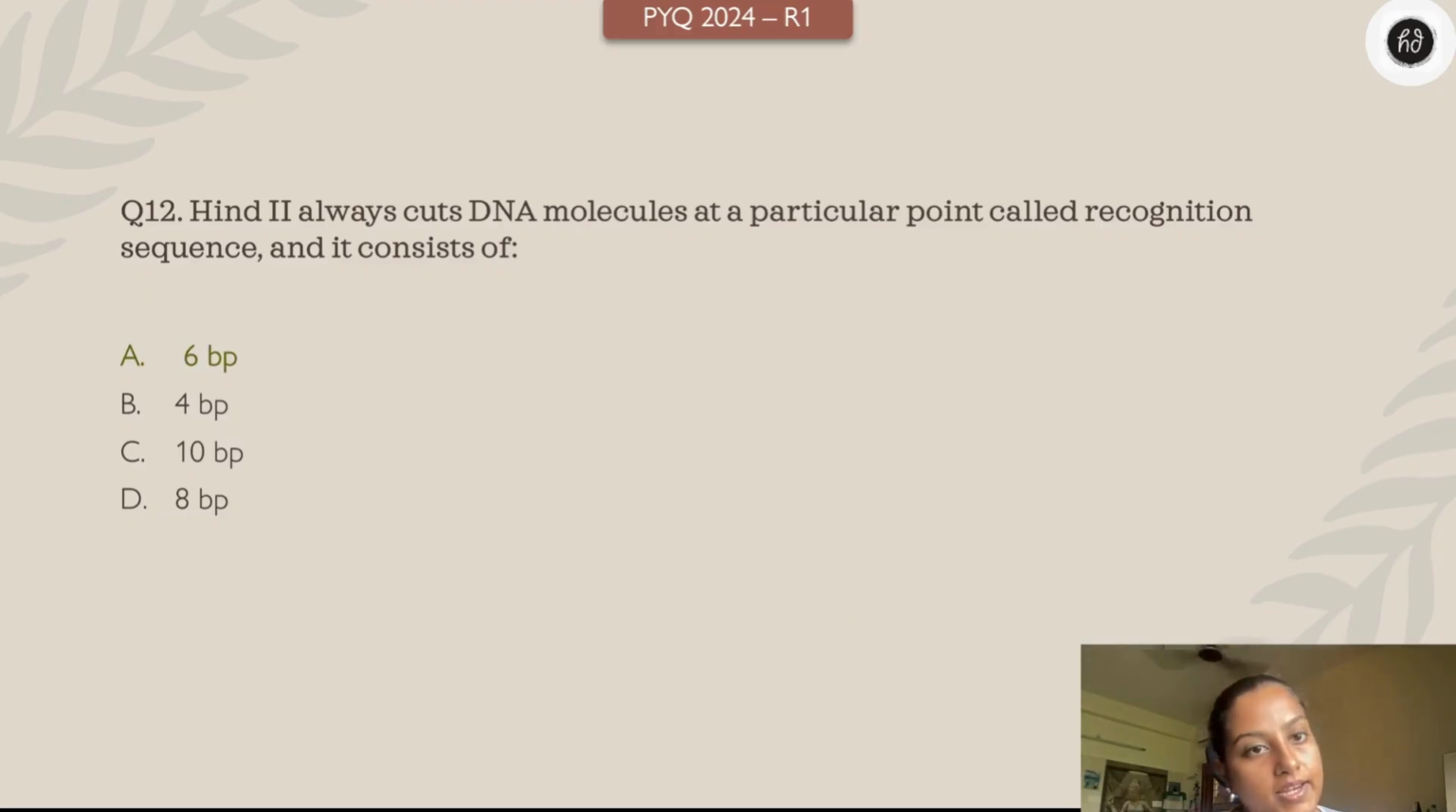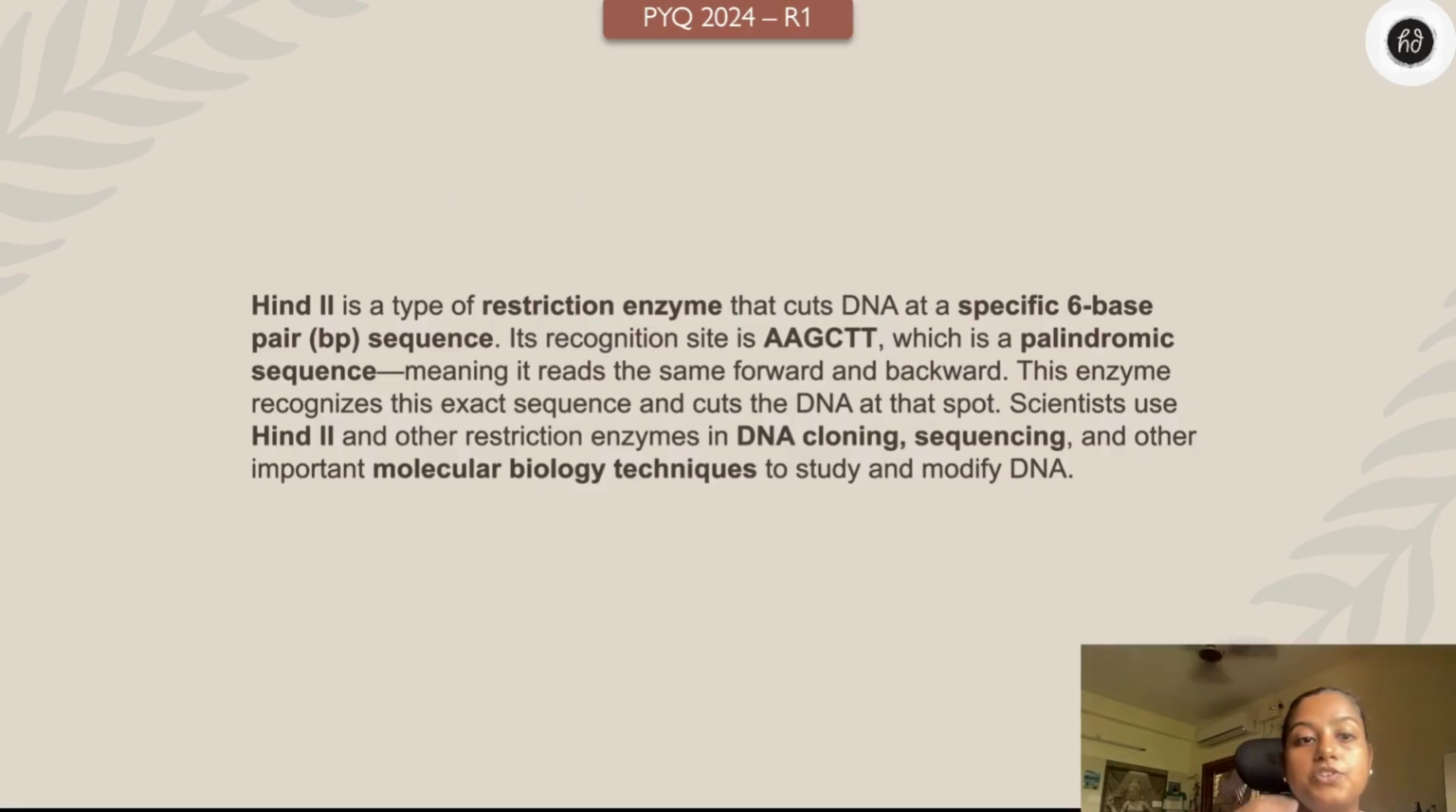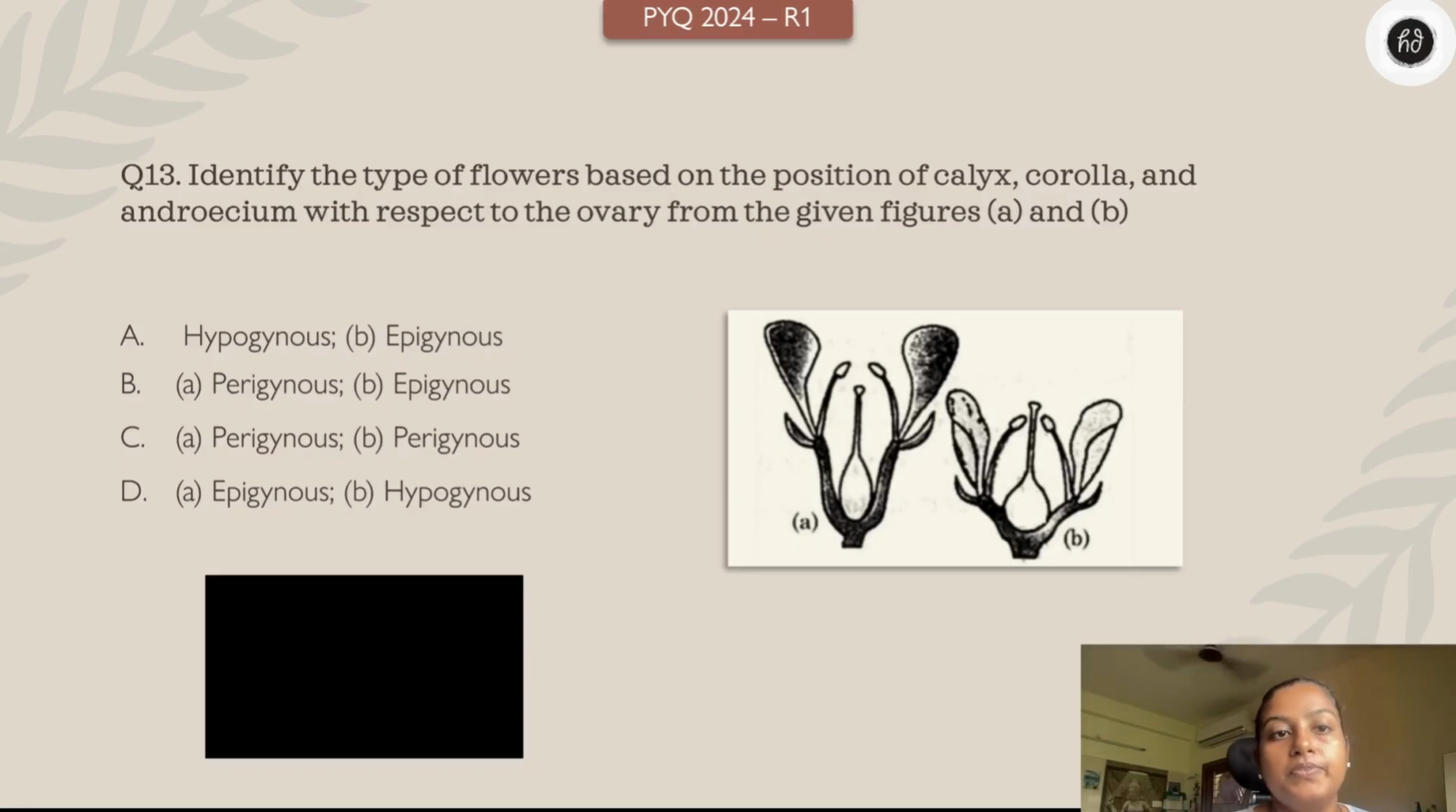6 base pairs, right? These are nothing but the restriction enzymes, right? So they will cut the DNA at a specific sequence, and it's a palindromic sequence, right? AAGCTT, right? So the forward and the backward strands, if you read it from forward and backward, it'll be the same. That's why we call it palindromic sequences. So the answer is 6 base pairs. And of course, HIND2 is one of the useful restriction enzymes in DNA cloning, sequencing and other molecular biology techniques.